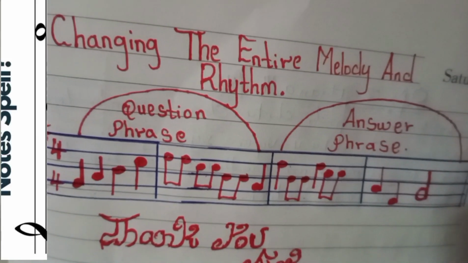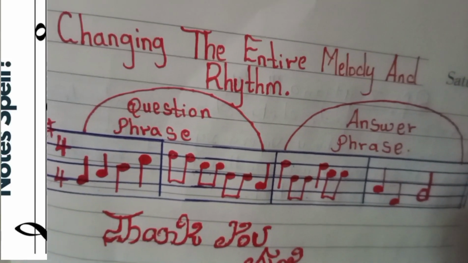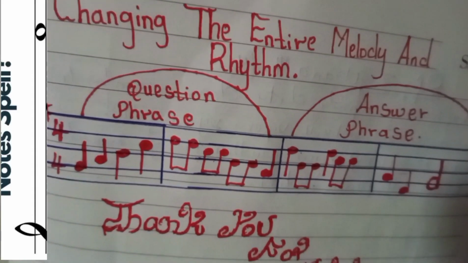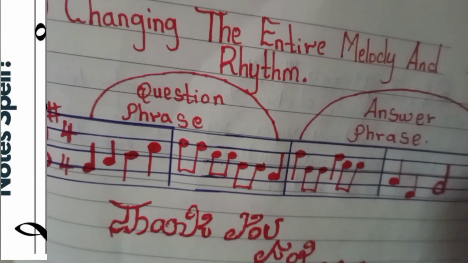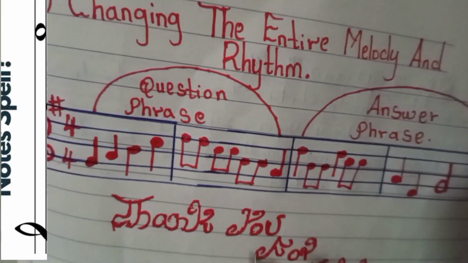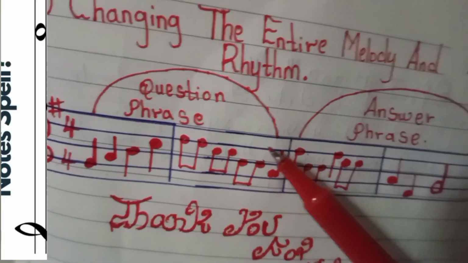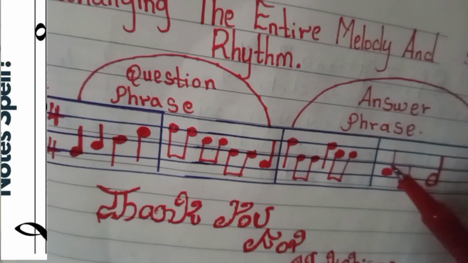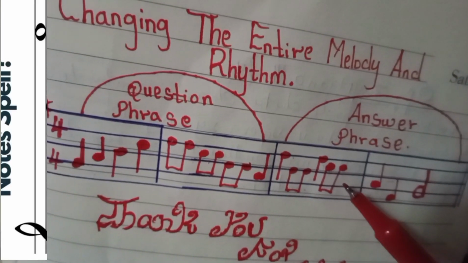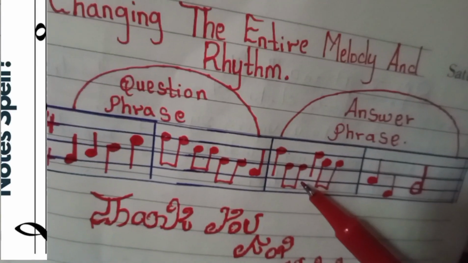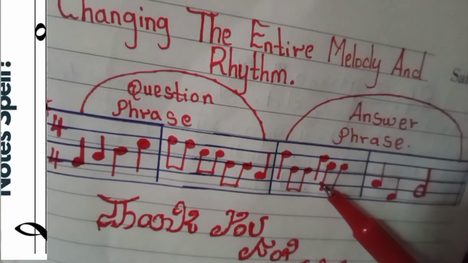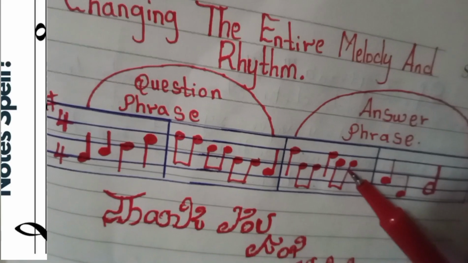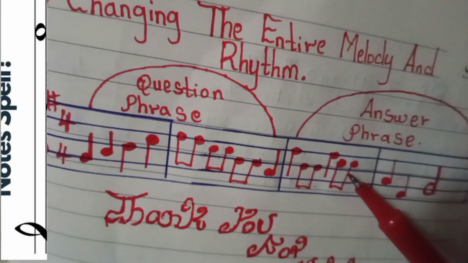The third and last technique is changing the entire melody and rhythm. So here we have the same question phrase we were using in the first and second techniques. Then we want to change the entire melody and rhythm. Here you are going to incorporate various note values so that you change the entire melody and rhythm.